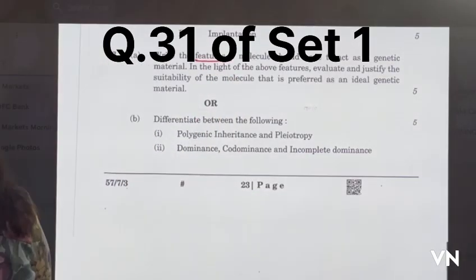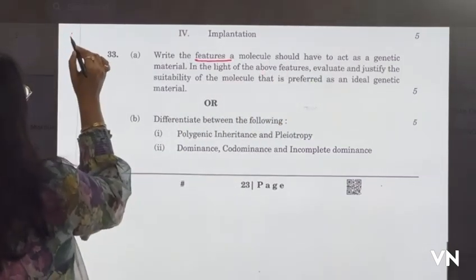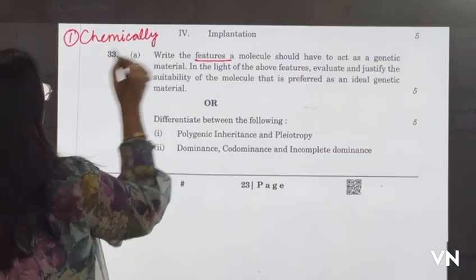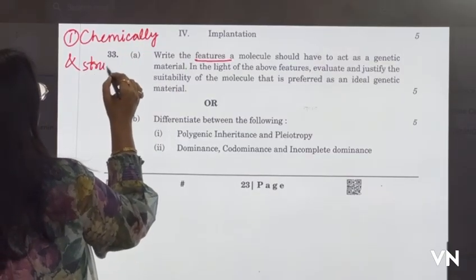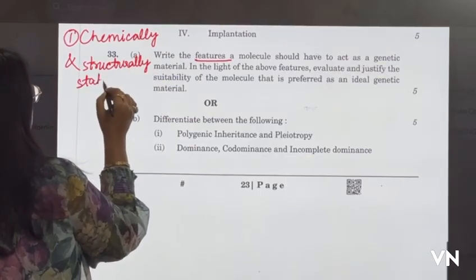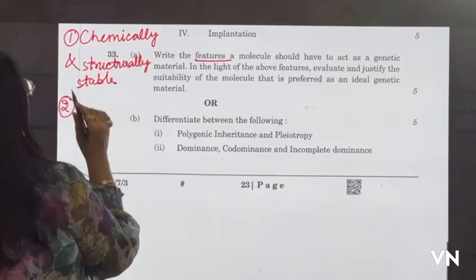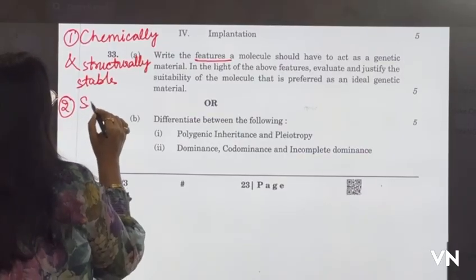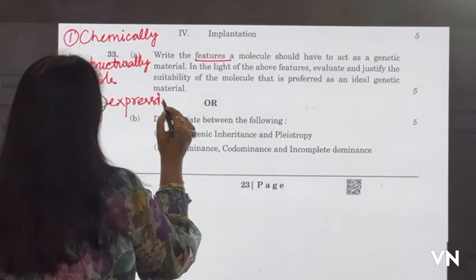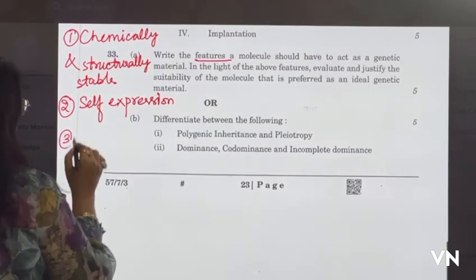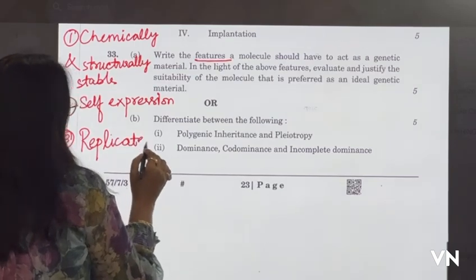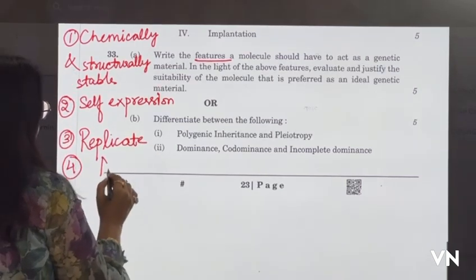Features. The genetic material should be, number one, chemically and structurally stable. Second, it should be able to self-express and able to replicate. And it should show mutation as well.